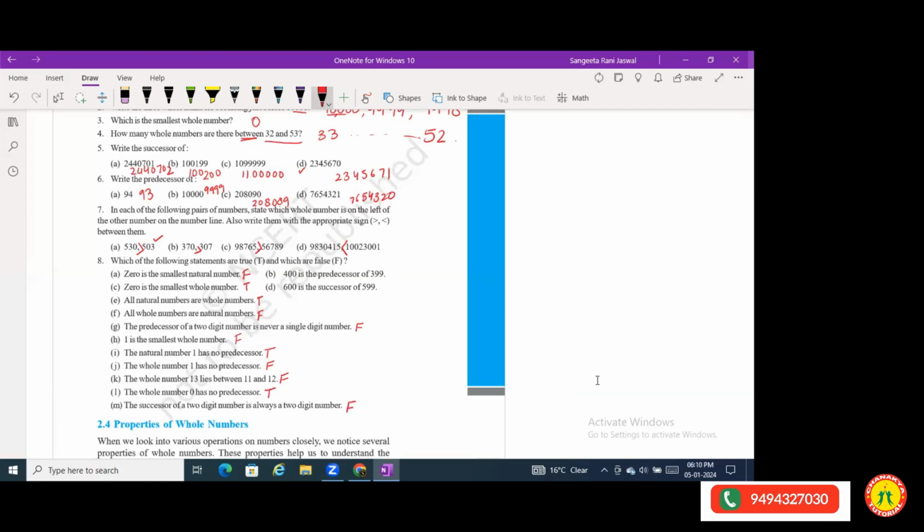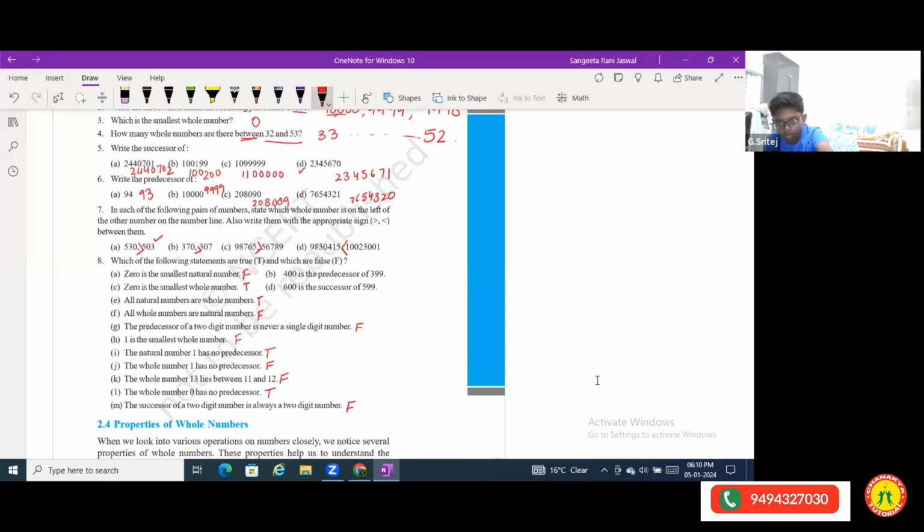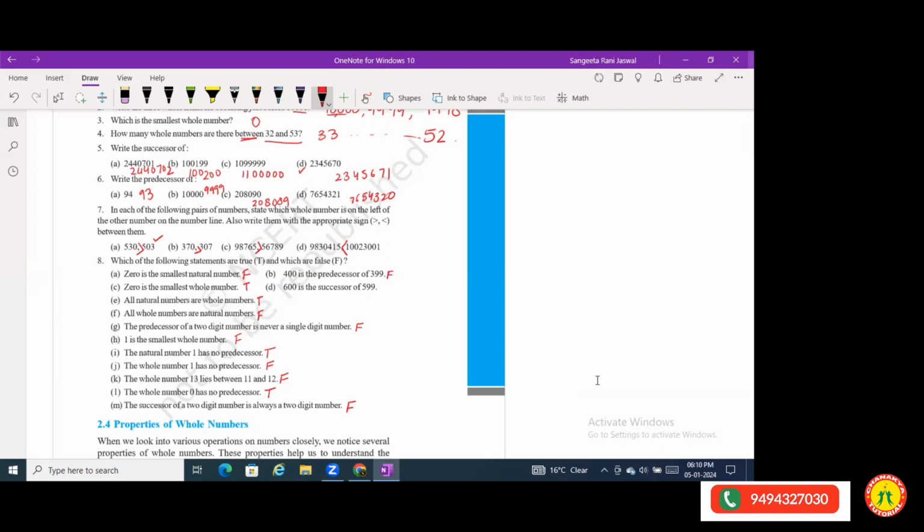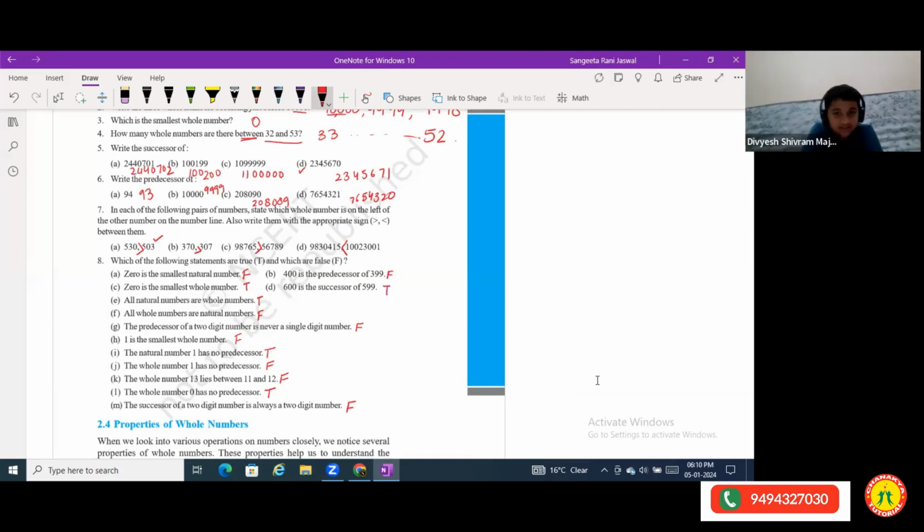400 is the predecessor of 399. False. 600 is the successor of 599. True. Very good.